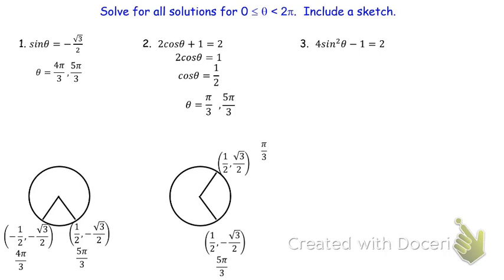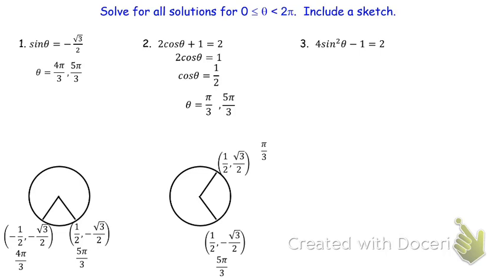Now the next problem's a little trickier. Here I see we have sine squared. In order to undo that square, we're going to have to square root the equation at some point. So when we do this, keep in mind that when we have a square that we have to square root, we tend to pick up twice as many solutions. You'll see in a minute what I mean by that.